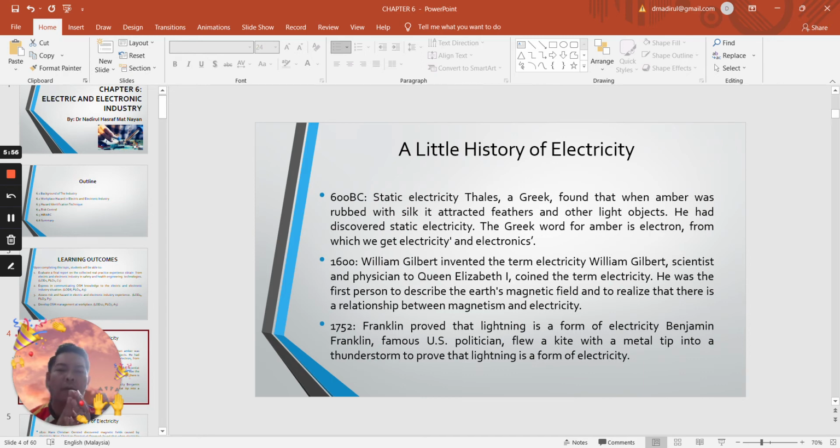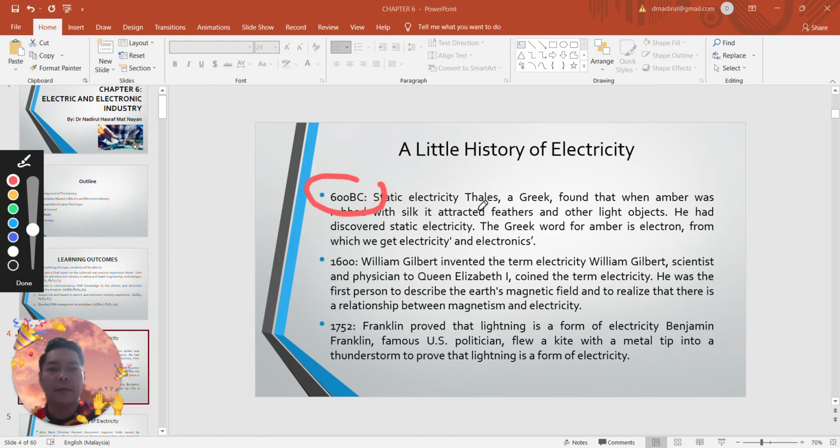Okay, so this slide is a little history of what electricity is. In 600 BC, a Greek found static electricity: when amber was rubbed with silk, it attracted feathers and other light objects. From this, he discovered static electricity. The Greek word for amber is electron, from which we get electricity and also electronic.